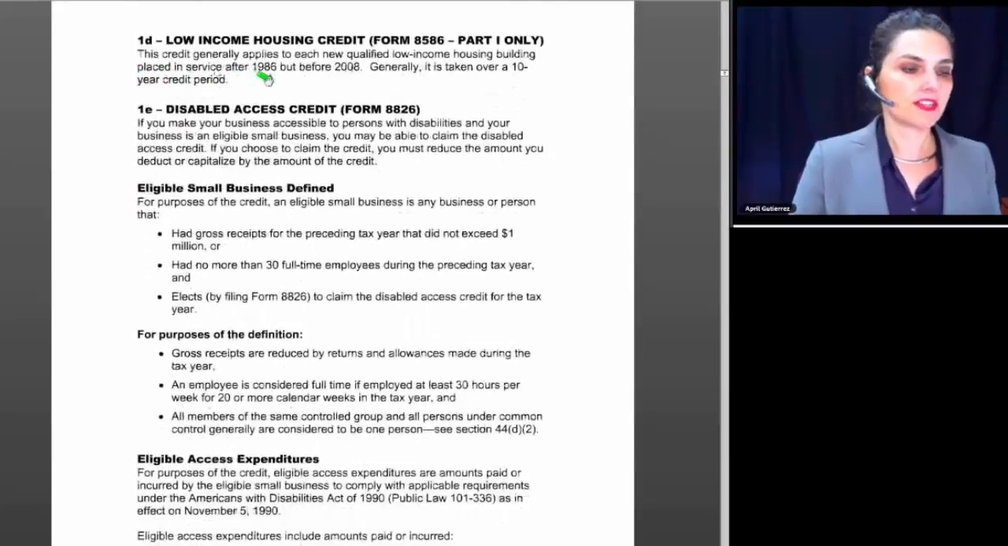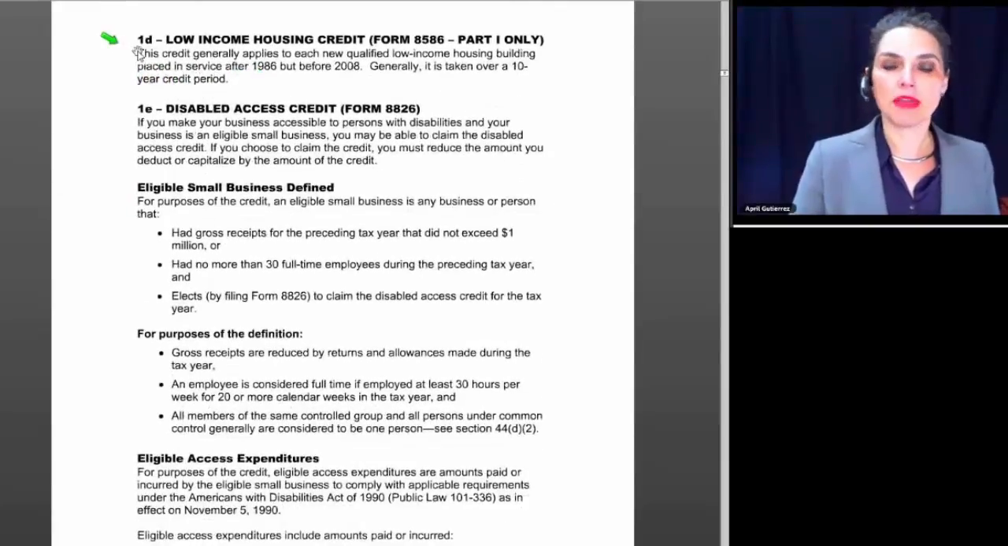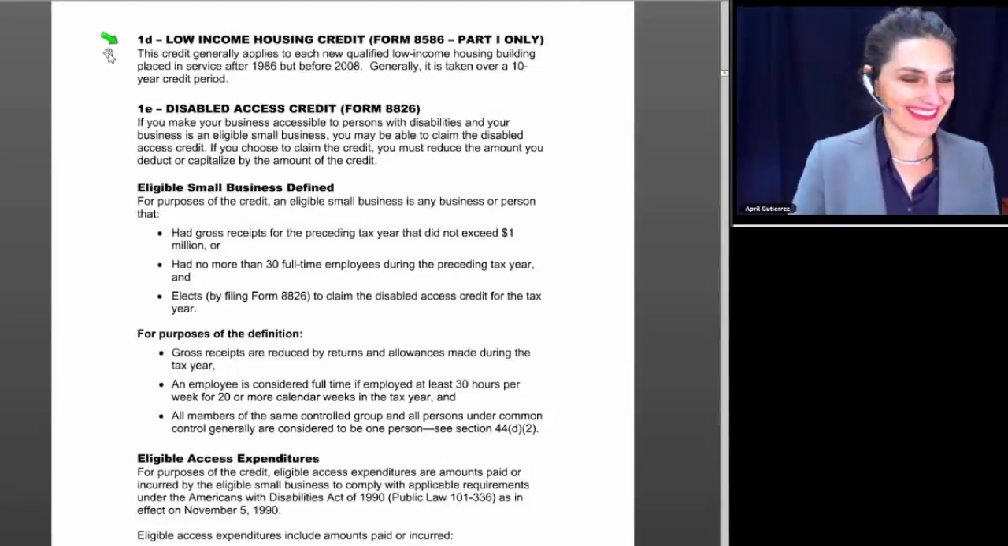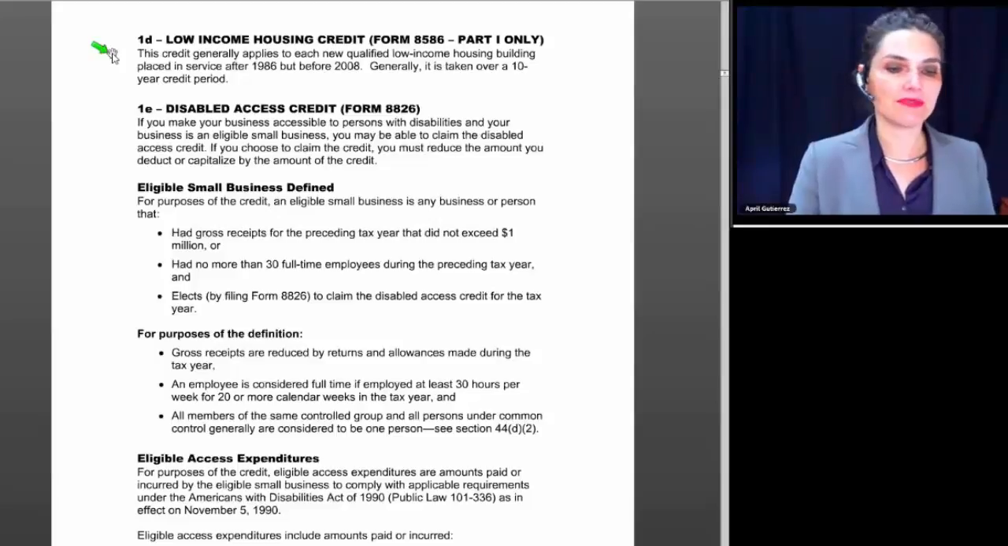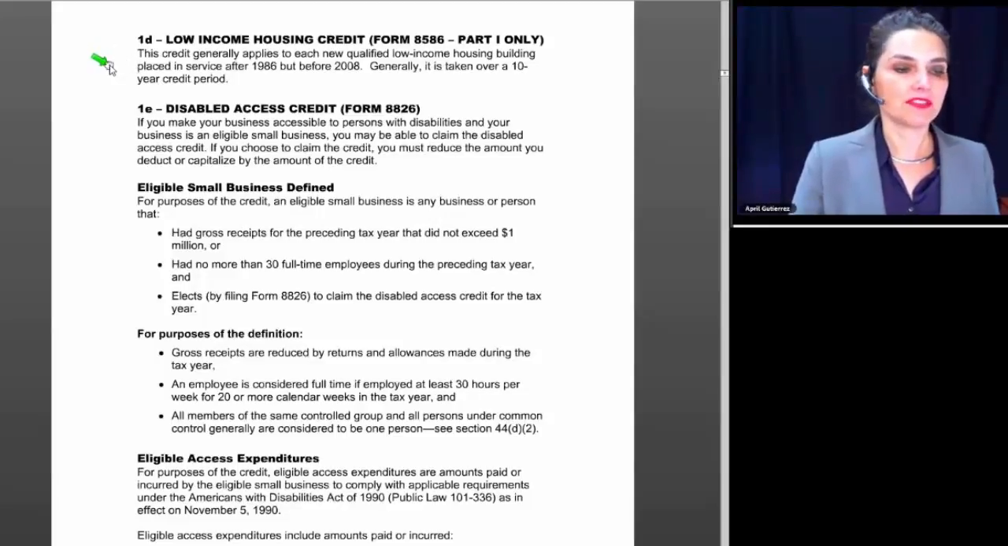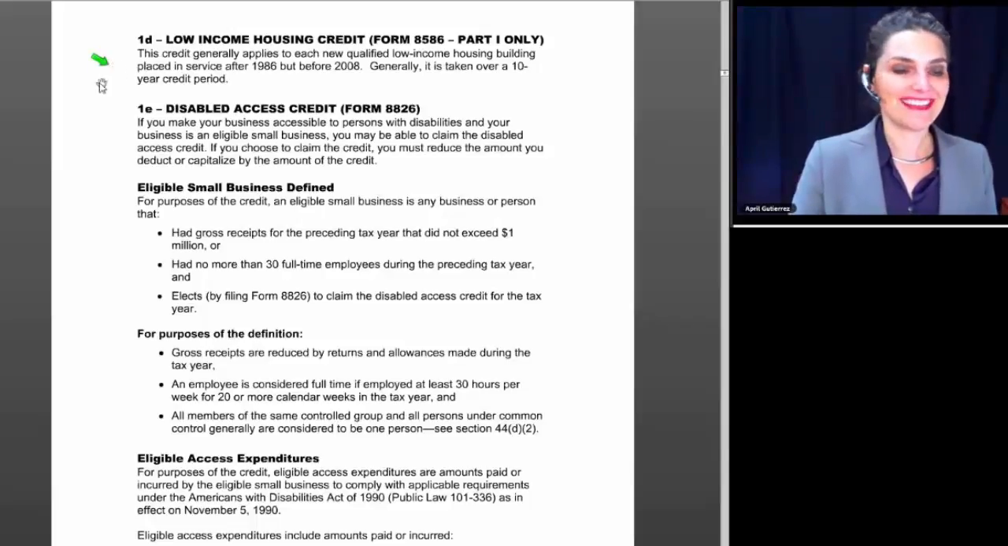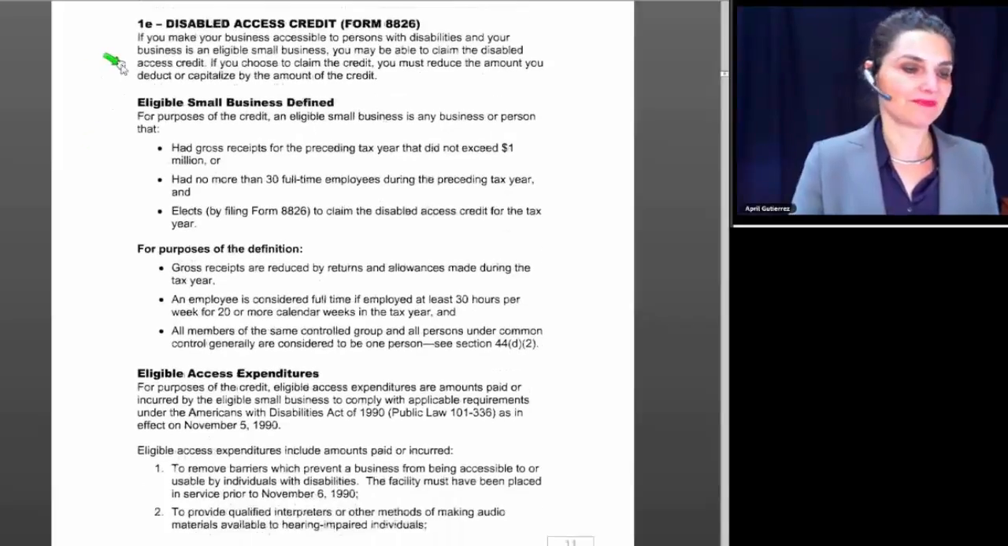The next credit we're going to look at is the low-income housing credit. This is one of the credits that has expired. This credit generally applies to new qualified low-income housing buildings that are placed in service after 1986 but before 2008. It is expired. It just didn't expire in 2013. And generally, this is taken over a 10-year credit period.